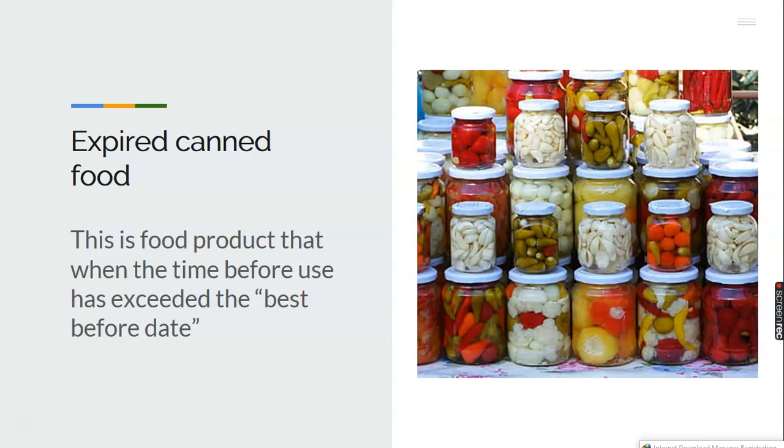Expired canned food. This is food products that have exceeded the best before date by the time you eat them. You see at the back or around the body of canned food or products, they will write BB, that is best before, and they put the date there. If the date that day is already beyond the date written there, it is not good for consumption.